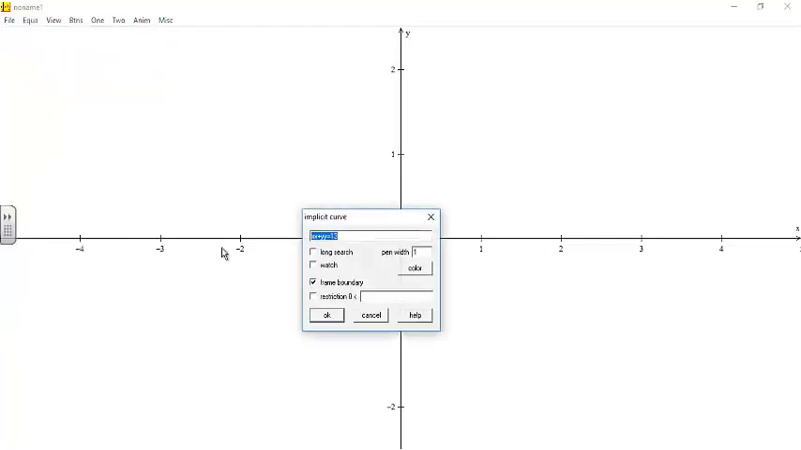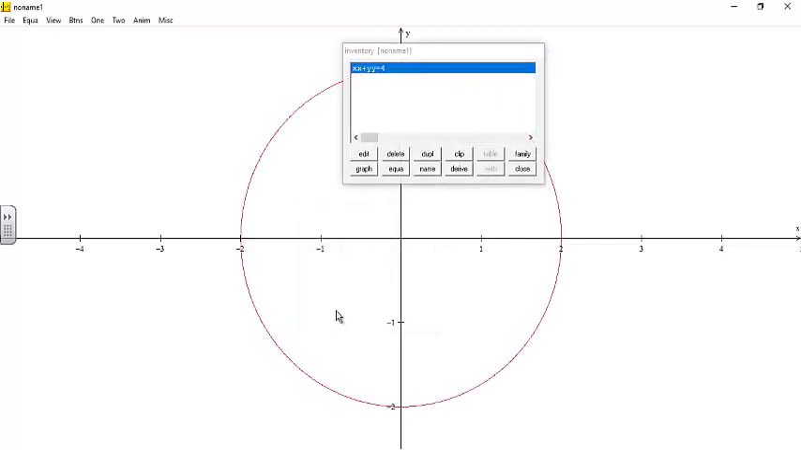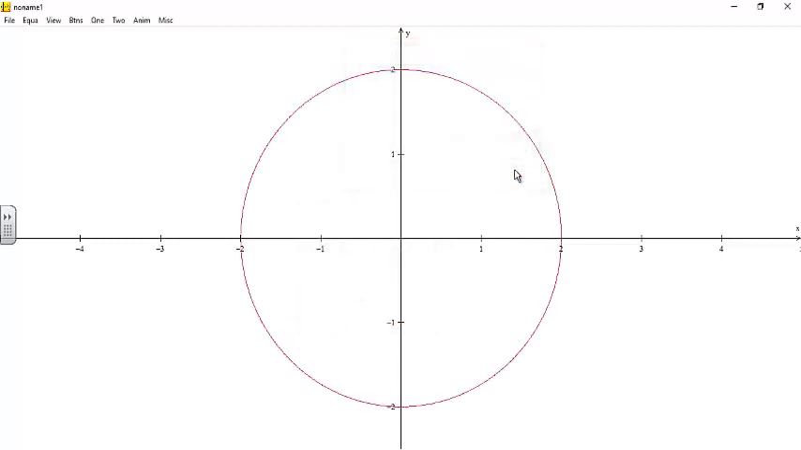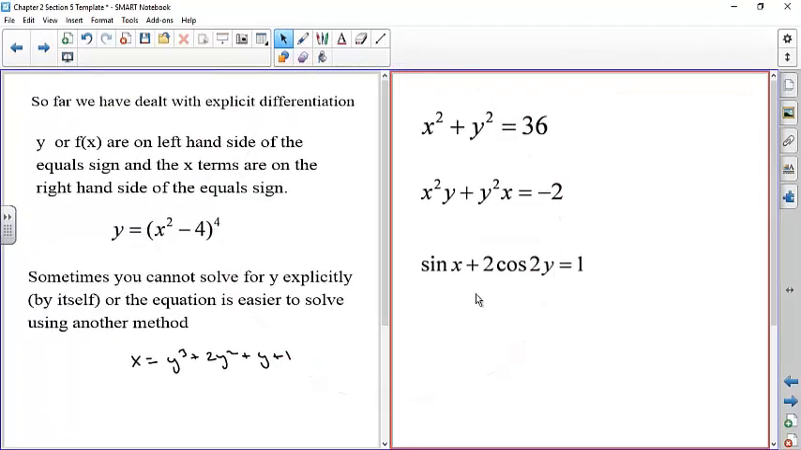So let's pick implicit. What they have is x times x plus y times y, x squared plus y squared equals 13. I'm going to pick x squared plus y squared equals 4. So that should give me a circle of radius 4. And you can have programs that plot implicit equations. Now the other one, let's try this one: x squared y plus y squared x equals -2.